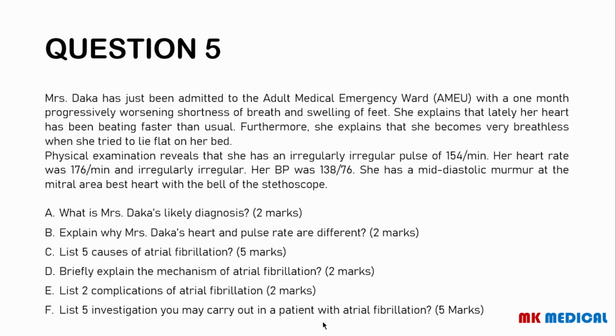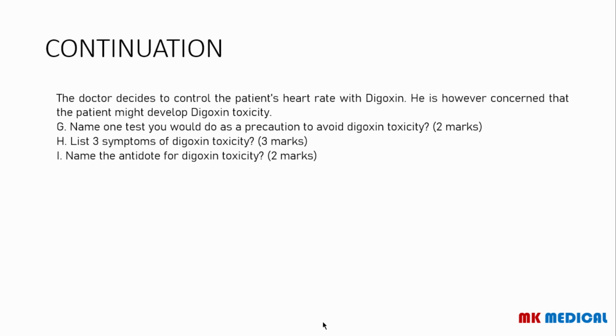You also want to do urea and electrolytes, and if you so wish, you may also do a full blood count or a complete blood count. So the doctor decides to control the patient's heart rate with digoxin. He is, however, concerned that the patient might develop digoxin toxicity. Name one test you would do as a precaution to avoid digoxin toxicity.